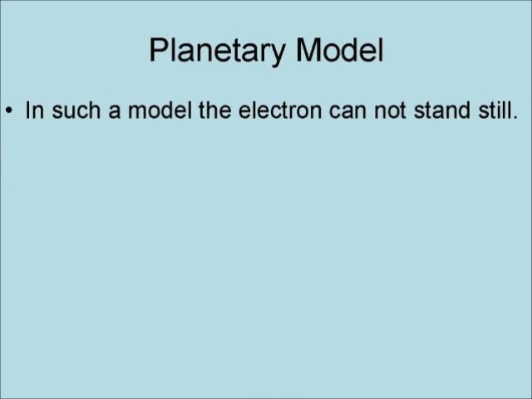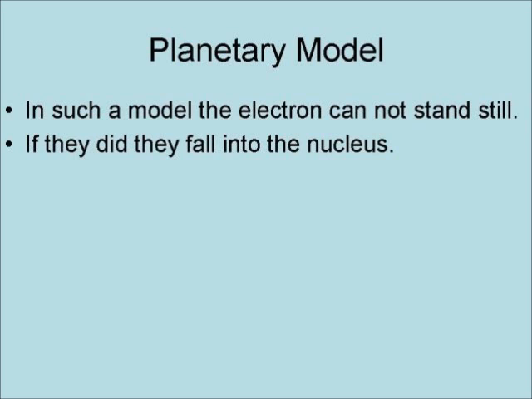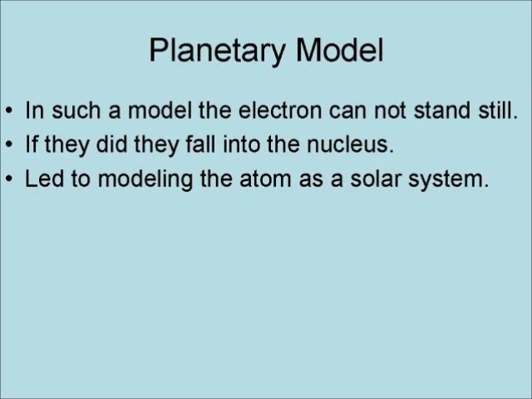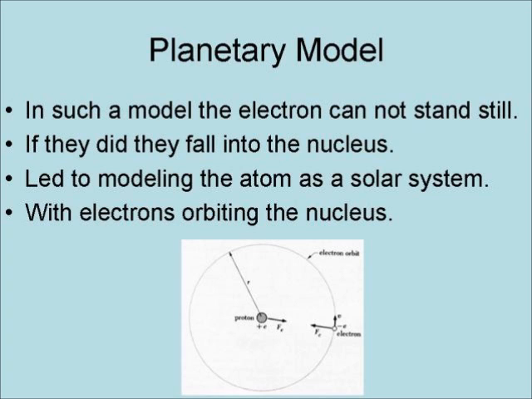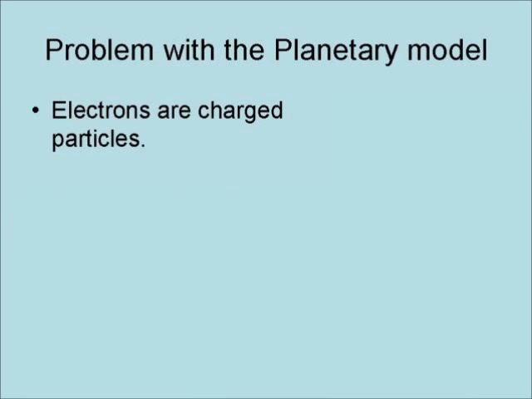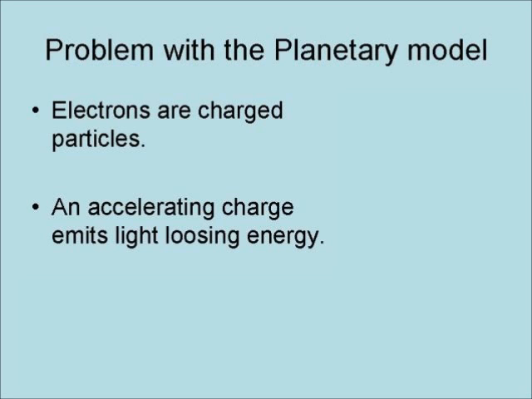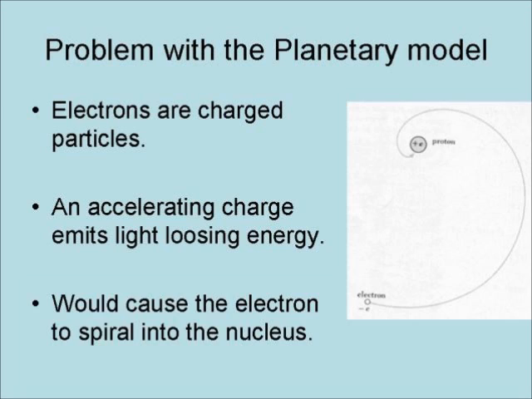The difficulty is that in such a model, the electrons cannot stand still, because if they did, they would fall into the nucleus. This led to modeling the atom as a solar system, with electrons orbiting the nucleus like planets around a star. The problem with the planetary model is that electrons are charged particles, and an accelerating charge emits light, losing energy. This would cause the electron to spiral into the nucleus.